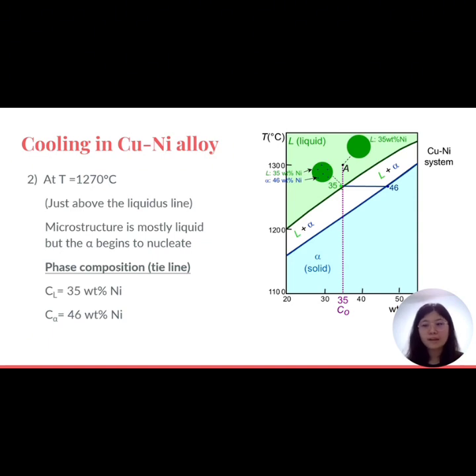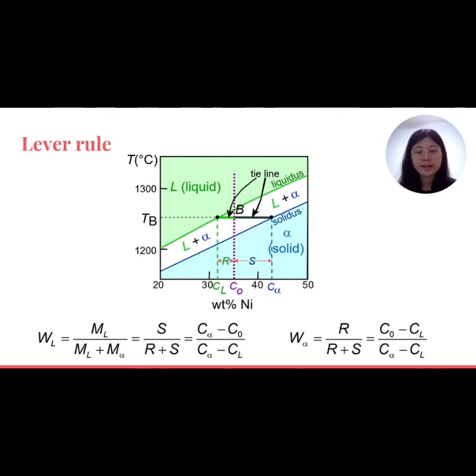So the alpha will represent the solid phase. And the phase composition, which can be found using the tie line, for liquid will equal 35 weight% nickel, and for alpha it will equal 46 weight% nickel. So in order to find the phase amount, we can use the lever rule method.